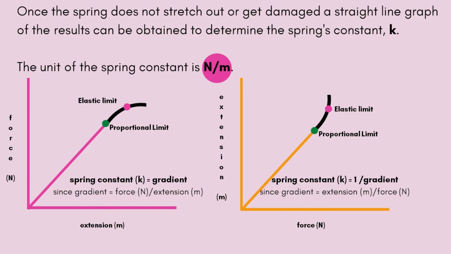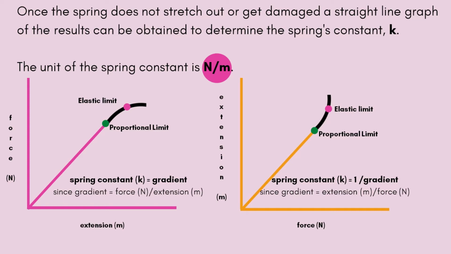Once the spring does not stretch out or get damaged, a straight line graph of the results can be obtained to determine the spring's constant K. The unit of the spring constant is newtons per meter.